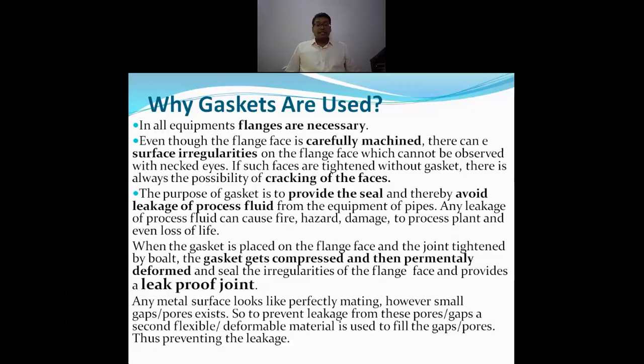Any metal surface may look perfectly mating, however no gaps or pores exist. That is not the case. So to prevent leakage from these pores or gaps, a second flexible deformable material is used, and it gets permanently deformed, and this prevents the leakage.